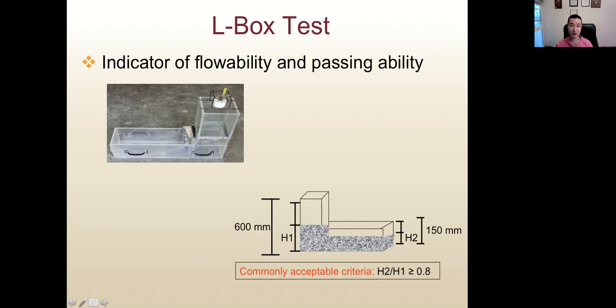So first of all, we close the gate. We fill the concrete only in the vertical section. And then we lift the gate and let the concrete flow to the horizontal section. The concrete will also pass through the reinforcement. And then we measure the height at the two ends of the horizontal leg, and we get a ratio of these two heights. If it is more than 80%, this is okay.